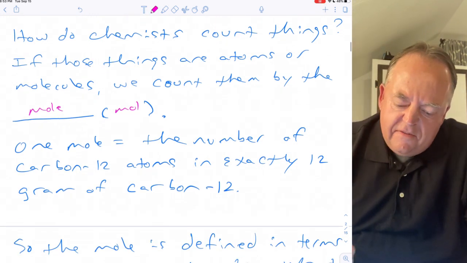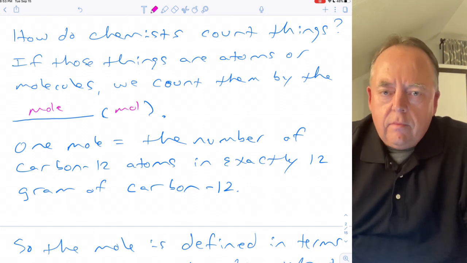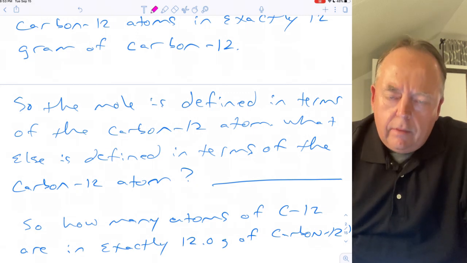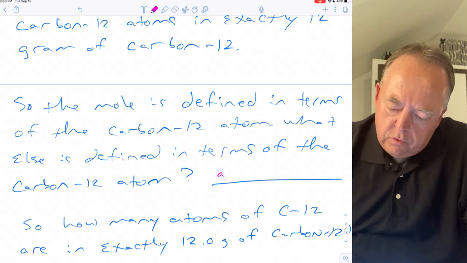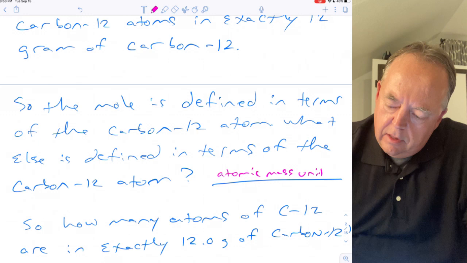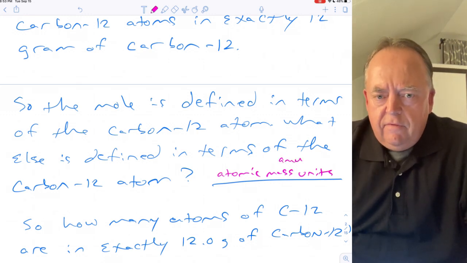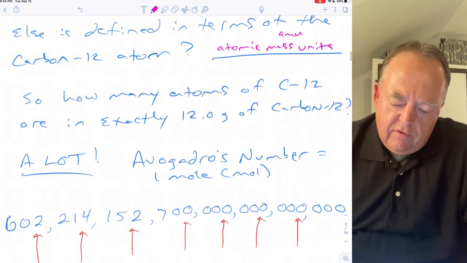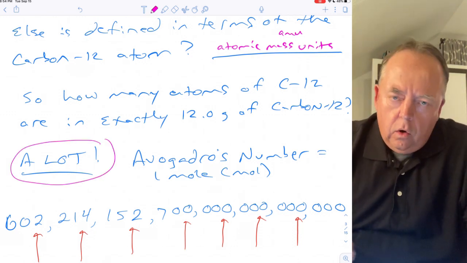So 1 mole is defined as the number of carbon-12 atoms in exactly 12 grams of carbon-12. We've seen something else that's defined in terms of the carbon-12 atom, if you remember. What else is defined in terms of the carbon-12 atom would be atomic mass units, or amu. So the mole and atomic mass units are both defined in terms of the carbon-12 atom. So how many atoms of carbon-12 are in exactly 12 grams of carbon-12? Right, a lot, a whole lot.